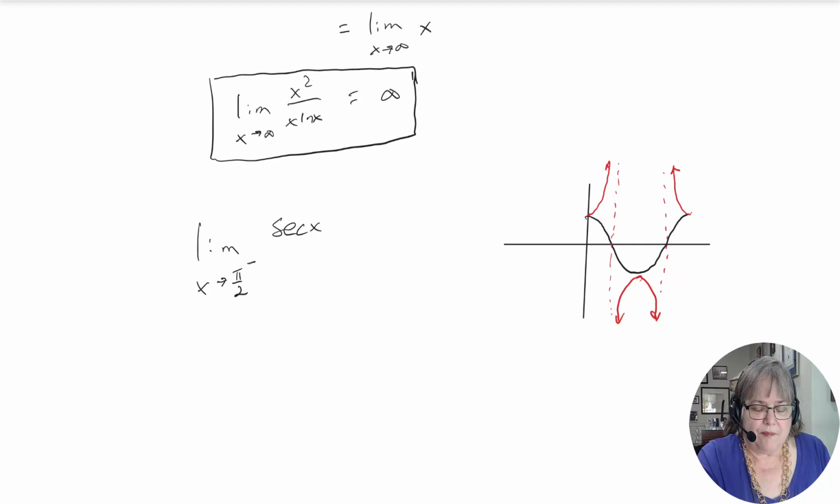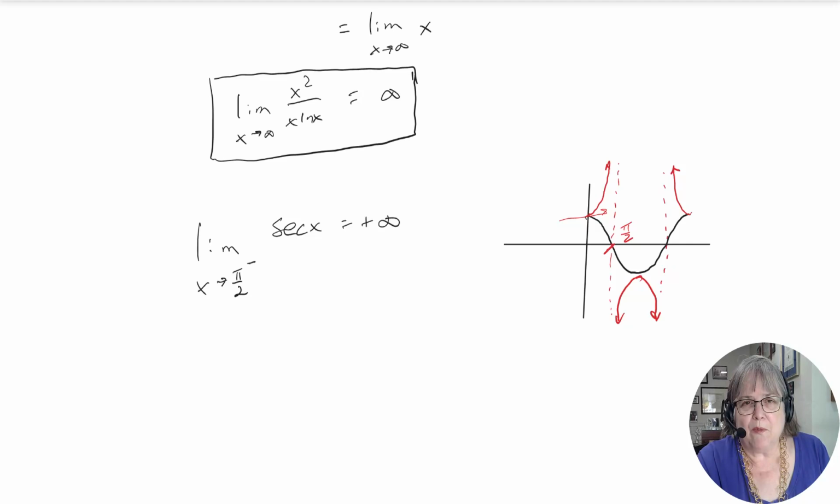All right, so this is pi over 2. What's the limit for secant as x approaches pi over 2 from the left? You're coming in this way. This would run off to positive infinity, right? From the right, it's going to negative infinity.